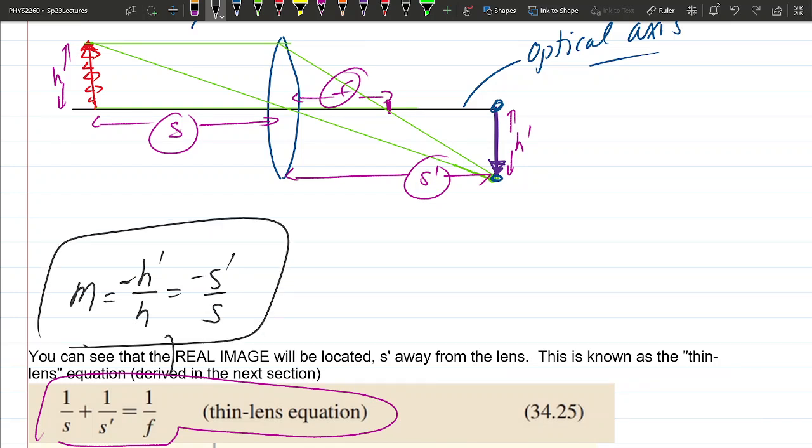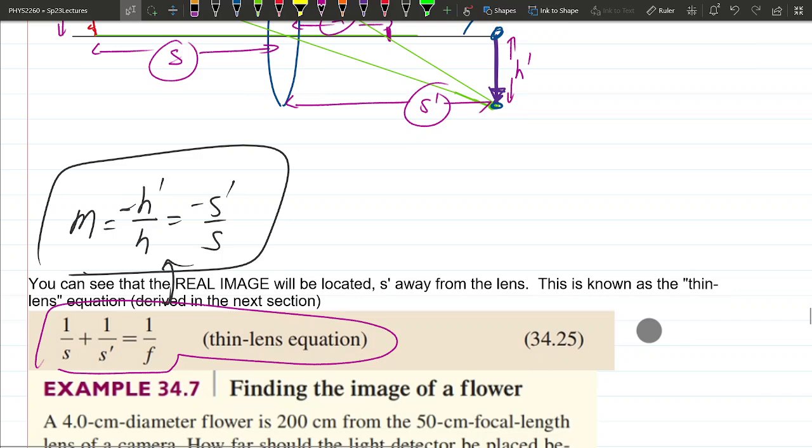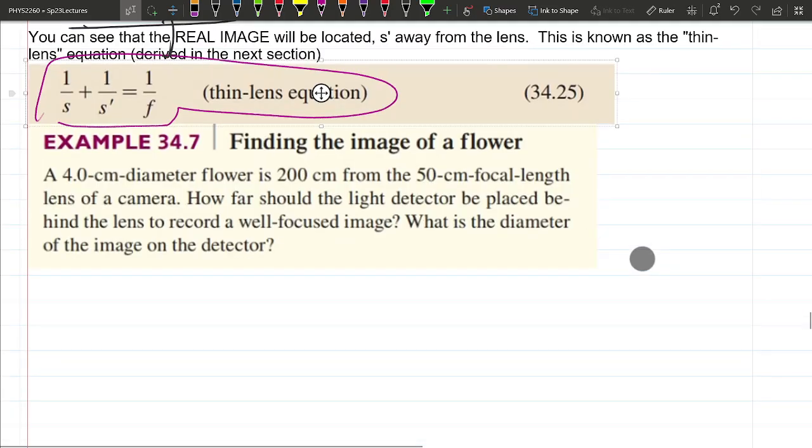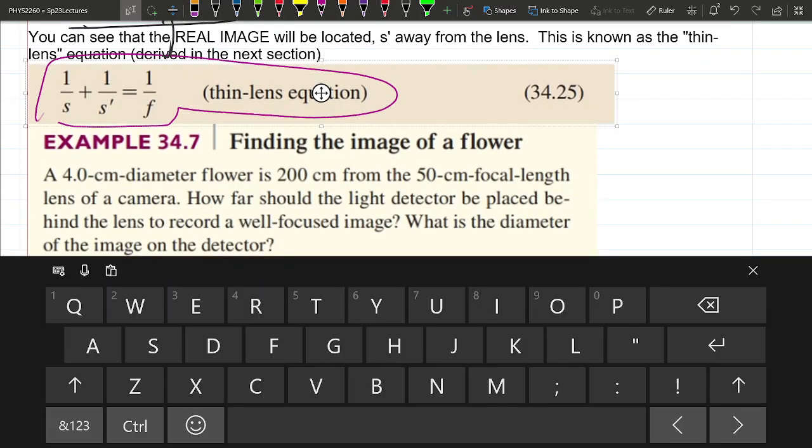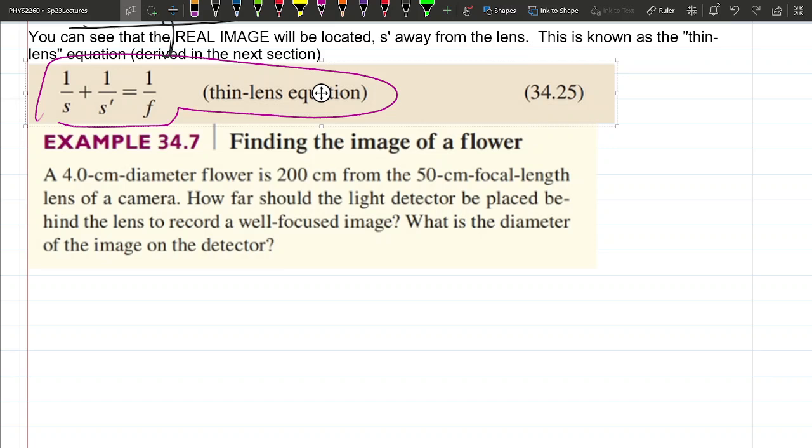So the combination of these two equations allows you to solve for a lot of different thin lens problems. Okay, so I'm going to show you an example of that. The first example is going to be magnifying some image.